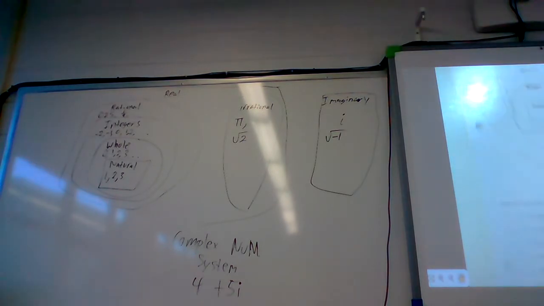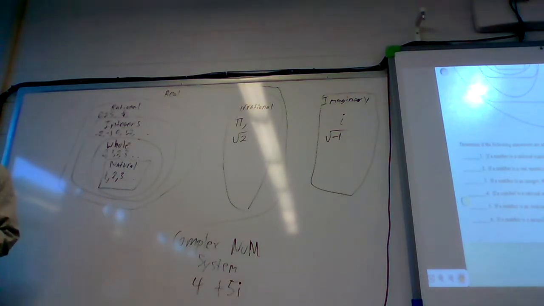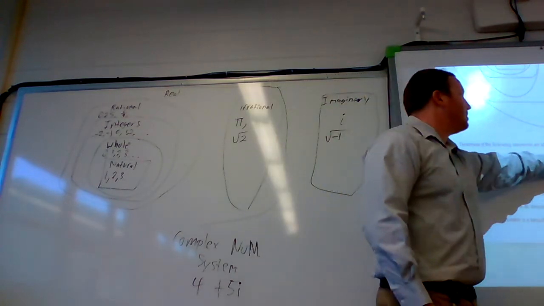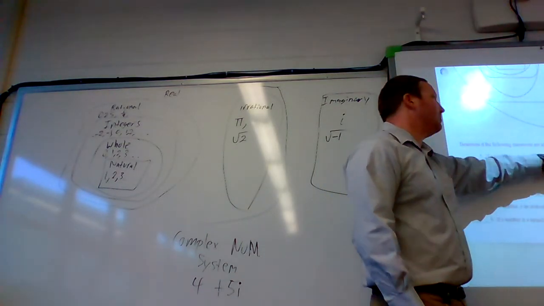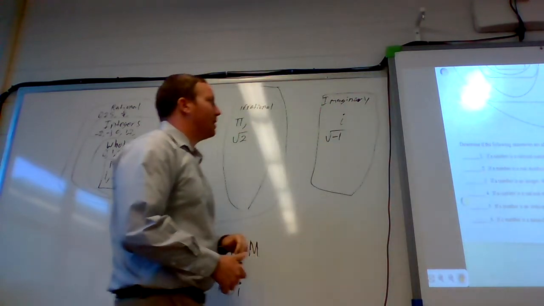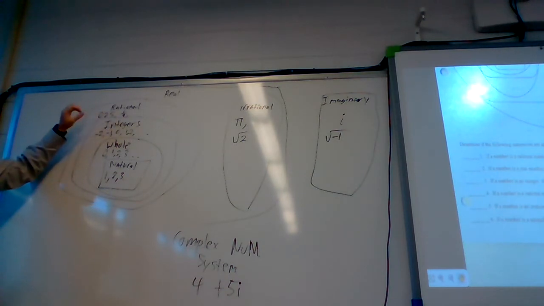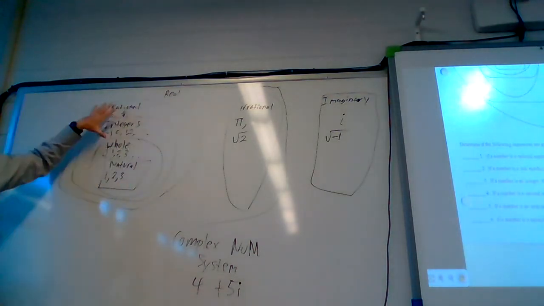So let's look at the bottom of that page. It says determine if the following statements are always true, sometimes true, or never true. So: if a number is a rational number, then it is a real number. The easy way to think about this is if this one's true, this is going to be on the inside of it. So is the real number inside of our rational numbers? Is that always going to be true, sometimes true, or never true? If we're a real number, are we a rational number?